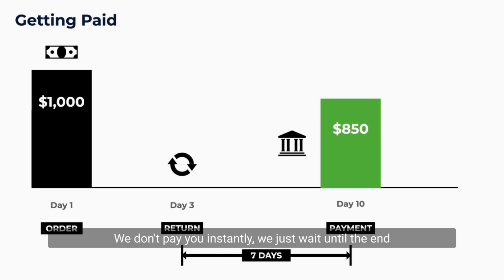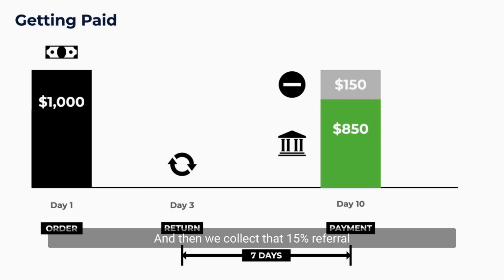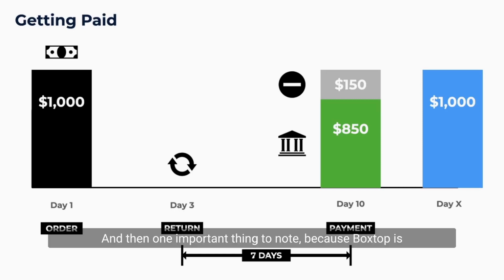We don't pay you instantly. We just wait to the end of that pay period and pay you out your dollars there. And then we collect that 15% referral fee or rate for utilizing our platform. And then one important thing to note, because BoxedUp is doing this transaction on your behalf, no matter how the customer pays us or when they pay us, a customer can pay by credit card, or they can decide to pay us via invoice, 45 days, 60 days, etc. It does not matter. We still pay you out because that order closed. So we may not collect this payment until day 45 or day 60, but we're still paying you out.